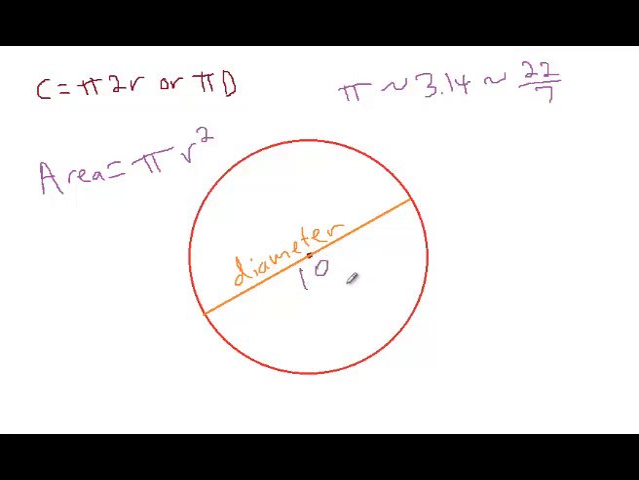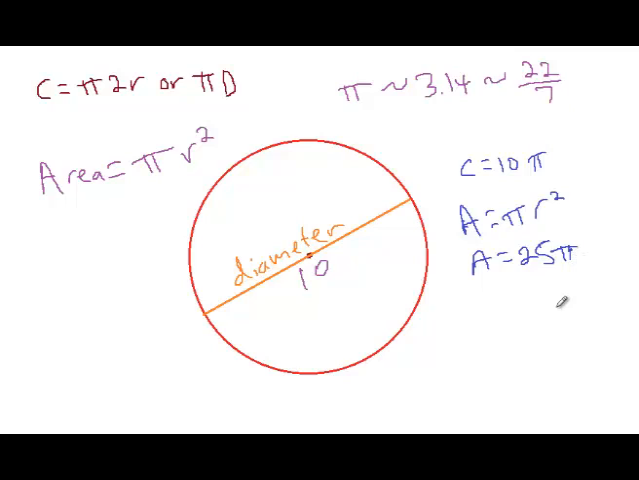So let's say, for example, the diameter is 10. Now, I ask you to give me both the circumference and the area. Well, the circumference is easy. 10 times pi, 10 times 3.14, about 31.4. The area is pi r squared. What's the radius? Well, not 10. 10 is the diameter. The radius is only half that. So that's 5. 5 squared is 25, so the answer is 25 times pi.